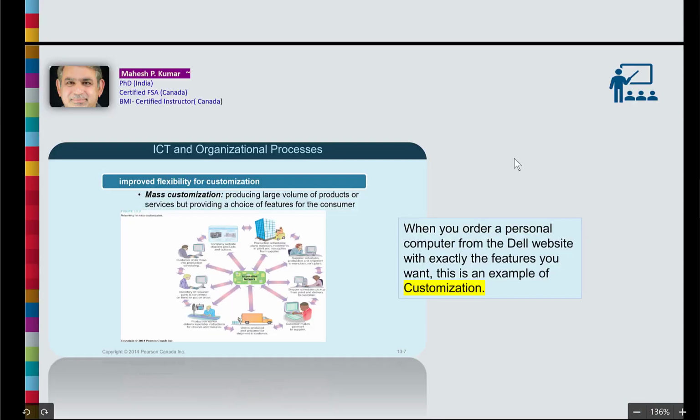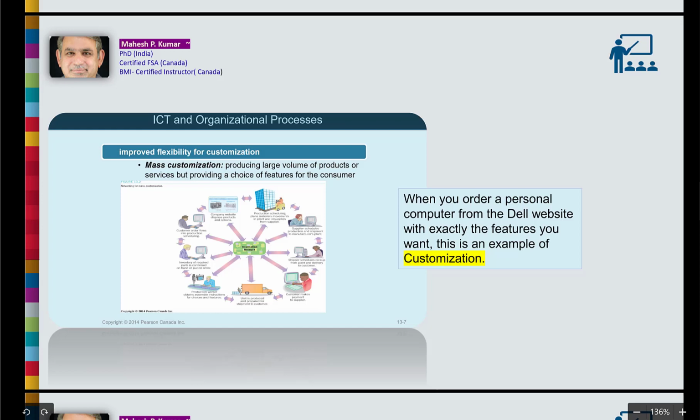Another way in which ICT and IS can help us is through mass customization. When we say mass customization, it means it helps you provide a system in which the consumer can customize the product. The consumer can pick those features of the product which he or she wants, right? For example, you go to the Dell website. Once you are at the Dell website, what can you do? You may be trying to purchase a computer or laptop from Dell company. Now you can customize the features.